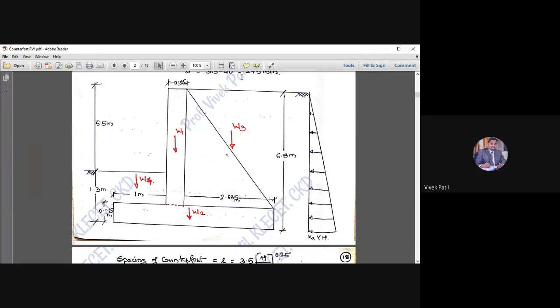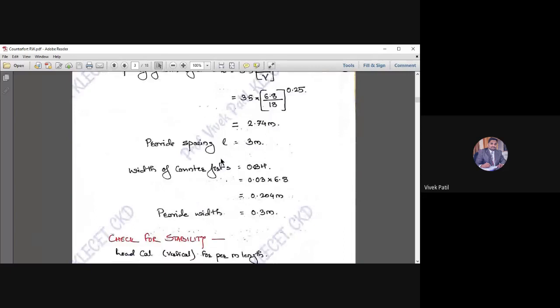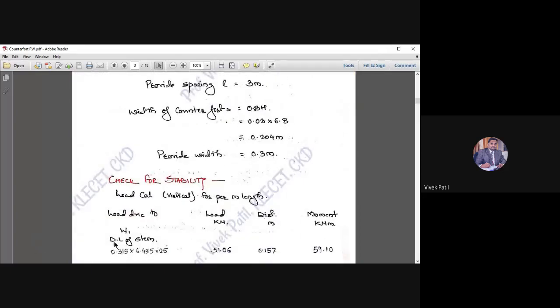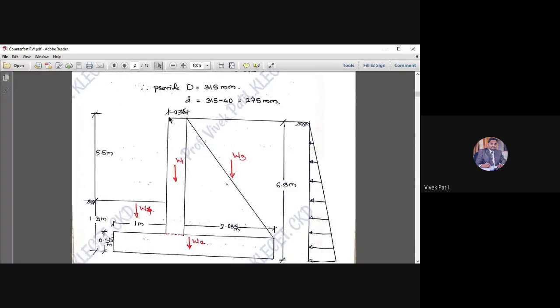Then if the traffic load is there, then one more W will be there, that is the traffic load. So that has to be considered. Okay, so we'll go one by one. So first of all, W1. Load W1, dead load of the stem, per meter length.